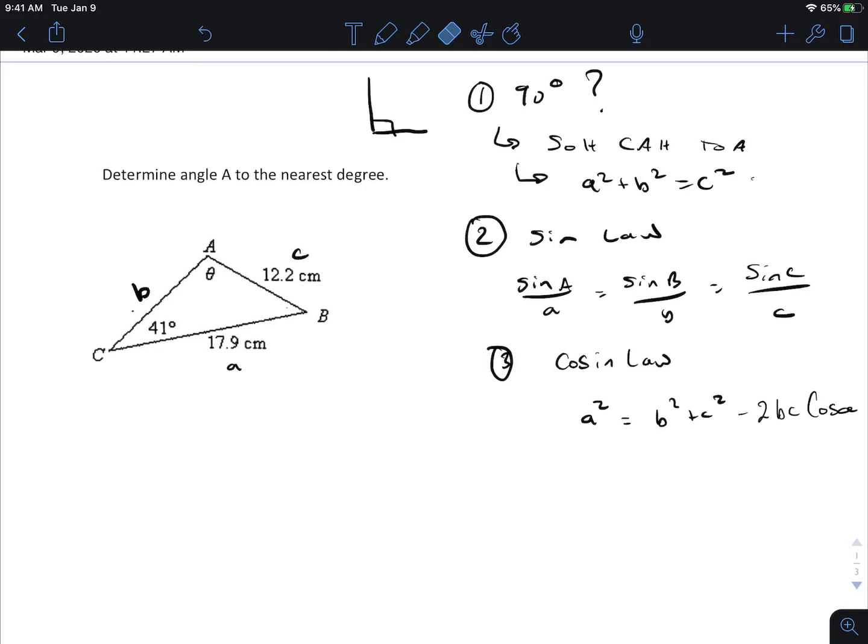So this is the series in which you're checking. Is there a 90 degree? You're happy if you see a 90 degree because those are the easy questions. If you don't see a 90, you're checking for sine law, and I'll show you how to identify sine law versus cosine law. Cosine law is the last resort. It always works, but it's the most complicated. I want to avoid using it, it's more work. So let's look at the first question.